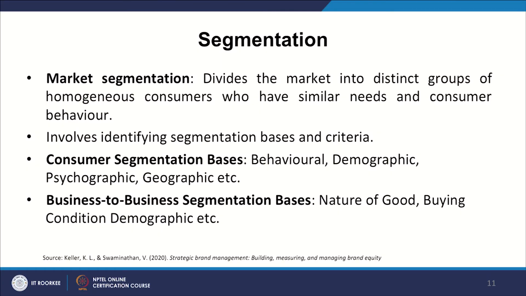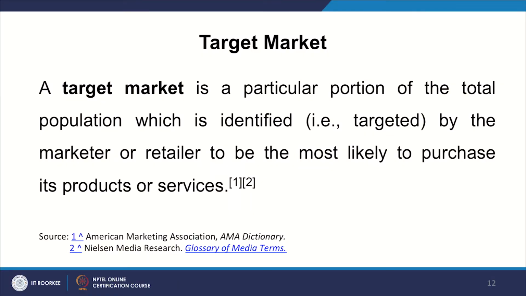Now, it involves identifying segmentation basis and criteria. Consumer segmentation basis is related to being behavioral, demographic, psychographic, geographic, etc. And then in business to business segmentation, the wider outlook is associated with nature of good and buying condition and then being demographic also. But here I want you to be reminded of what a target market is. It is a particular portion of the total population which is identified, that is targeted by the marketer or retailer to be the most likely to purchase its products or services.